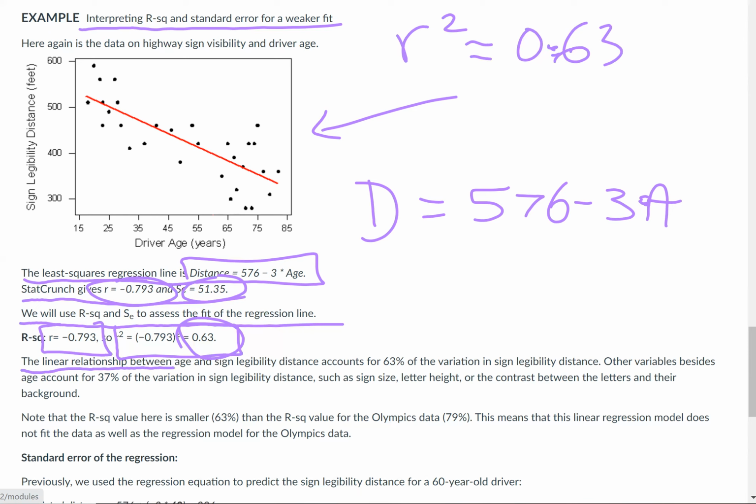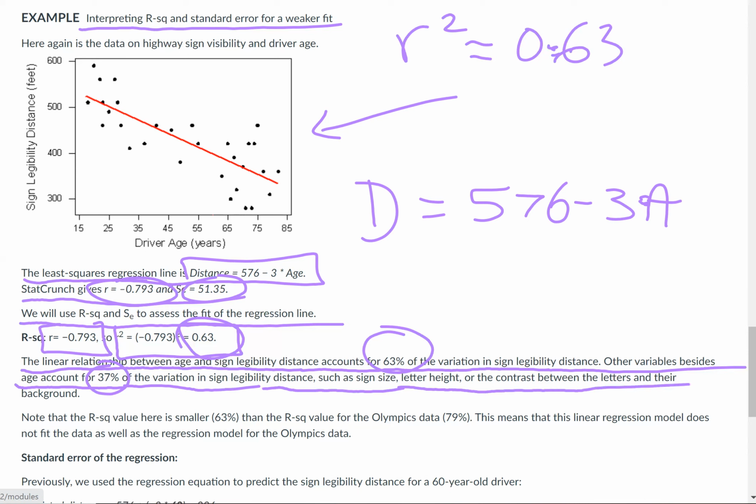The linear relationship between age and sign legibility distance accounts for 63% of the variation in sign legibility distance. Other variables besides age account for the remaining percent. 100% minus the 63% would be 37% of the variation in sign legibility distance, such as sign size, letter height, or the contrast between the letters and their background, perhaps. Note that the r-squared value here, 63%, is smaller than the r-squared value for the Olympic data, 79%. This means that this linear regression model does not fit the data as well as the linear regression model for the Olympic data.